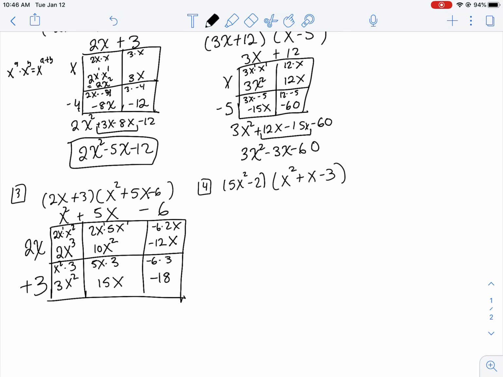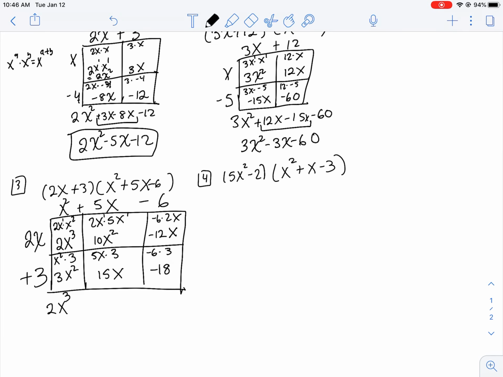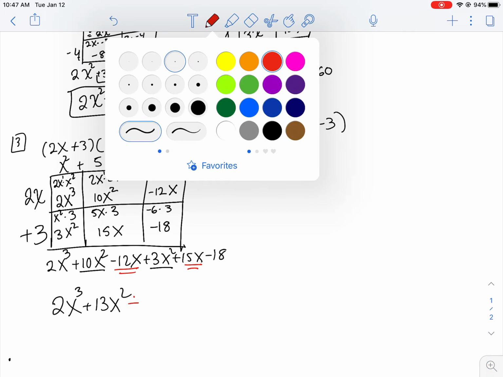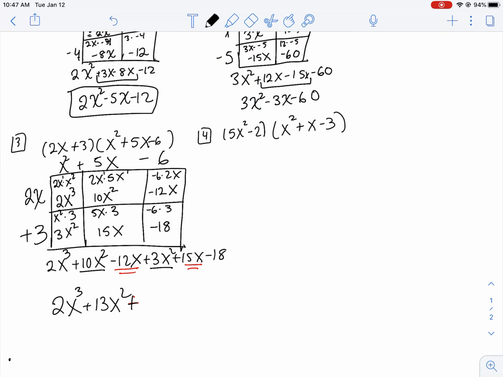15x, and negative 18. So now we're going to write out all the terms we have here and find the like ones. So notice we have an x squared here and an x squared here, so add the numbers in front. 10 plus 3 is 13. And here we have negative 12x and 15x. Add the numbers in front. 15 minus 12 is 3. And it's negative 18, and we are done.